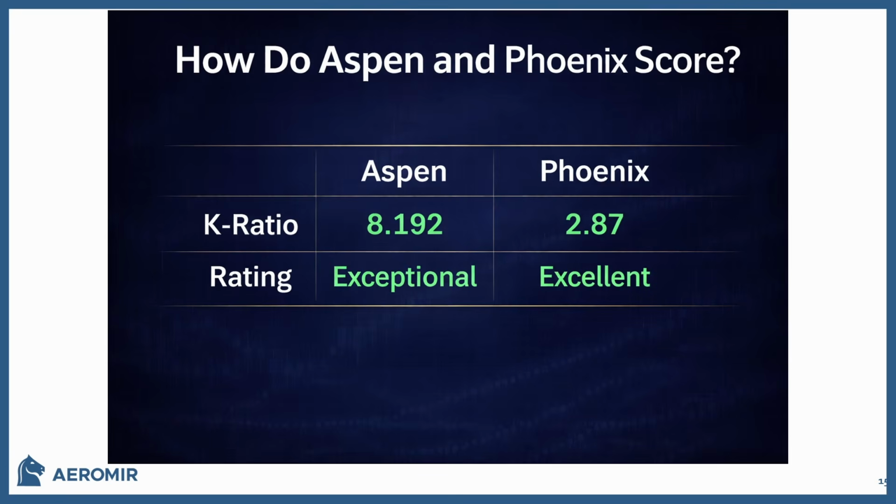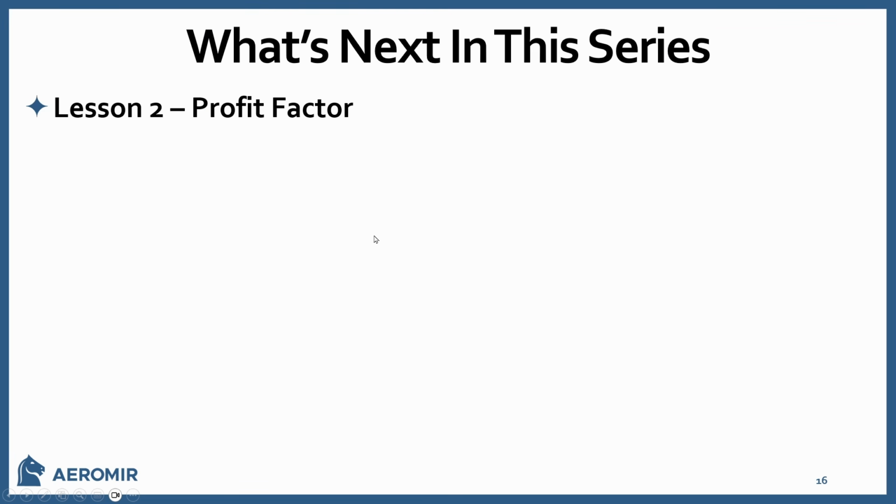So let's talk about Aspen and Phoenix. Aspen is an ES 30-minute bar, 17-year tested strategy. Phoenix is an NQ 5-minute bar, 6-year backtest. Phoenix, again, has more noise because it's an intraday day trading strategy with a 2.87 K ratio, which is still really good. And Aspen is a swing strategy. It holds trades overnight. It's not really for day traders. It's more for option traders or investors. But 8 is really outstanding. That's exceptional.